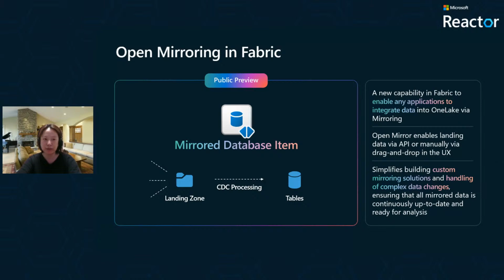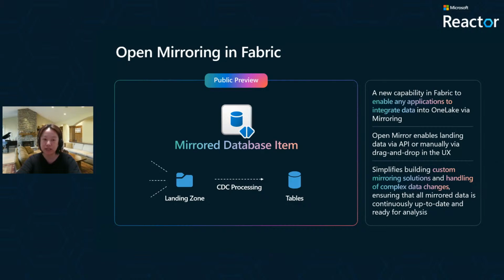Similar to the database mirroring that we showed in the previous section, we also provide open mirroring, which is an open standard framework that you can easily integrate your application with. It enables you to land data through the APIs, and then the mirroring backend will keep replicating the data from that landing zone into the destination mirrored database tables.